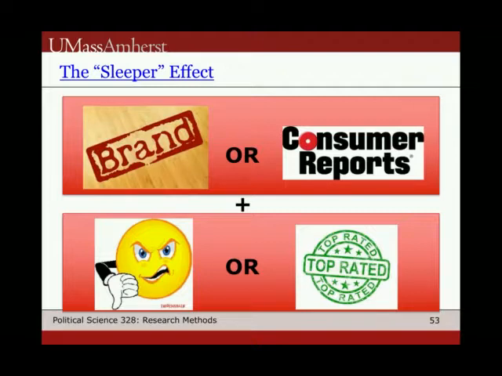The source of that information can vary. It could either be directly from a brand, which is presumably biased and has an incentive to make you want to think that the product is good, or it could come from a neutral third-party organization like Consumer Reports. So results are very much what you might expect.